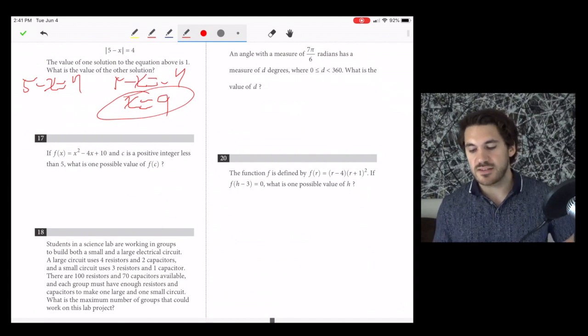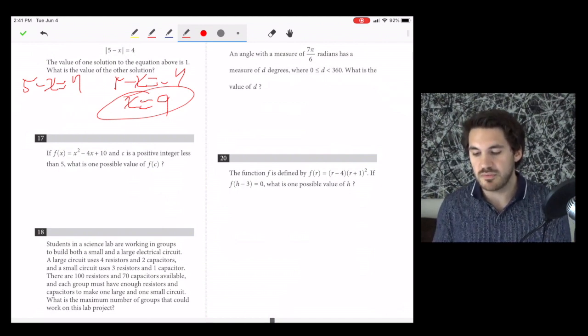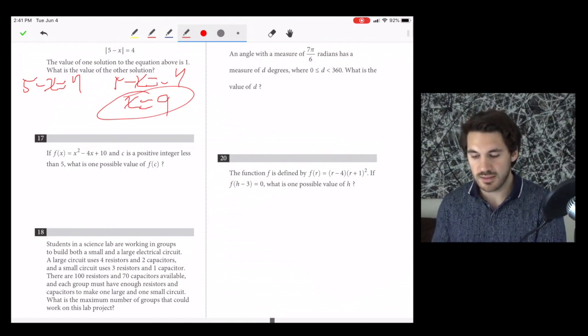17. If f of x equals x squared minus 4x plus 10 and c is a positive integer less than 5, what is one possible value of f of c? Here, literally, just plug in any positive integer that is less than 5. So plug in 1 or 2 or 3 or 4. And depending on the one that you plug in, you'll get a different answer.